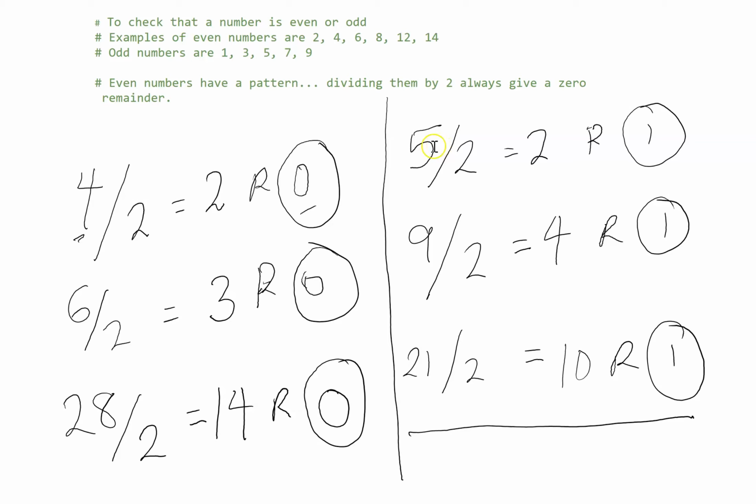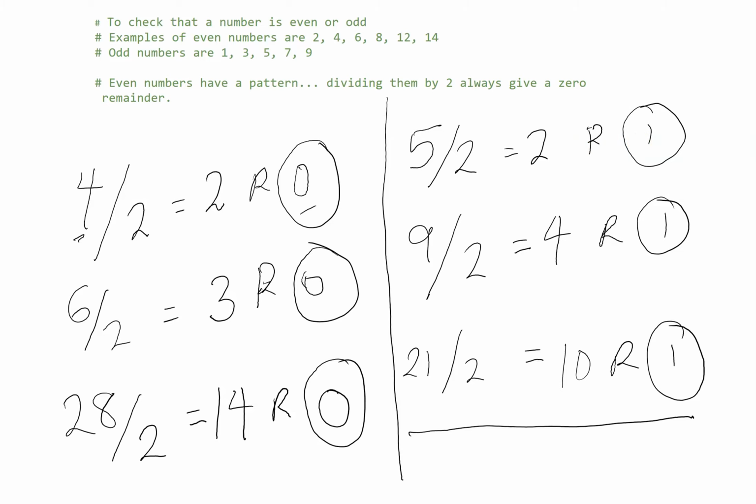On the other hand, check out the right hand side. If I divide an odd number by 2, the remainder would never give me a 0. It would give me 1 or something else. Check out 5, 9, 21. Dividing these numbers by 2 would always leave a value. So I come to a conclusion: when you divide a number by 2, if the remainder is 0, then the number is even. When you divide a number by 2 and the remainder is not 0, then that number is odd.